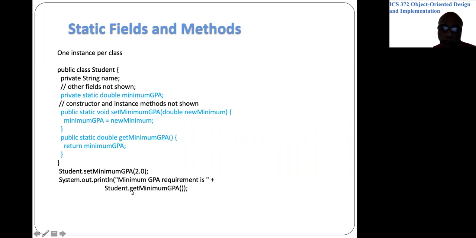And you can find the minimum GPA by calling the method getMinimumGPA on the class Student. Now, the next topic is going to be somewhat new for many of you. So I'm going to use some extra tools for a whiteboard for talking about this. So that will be in the next video.